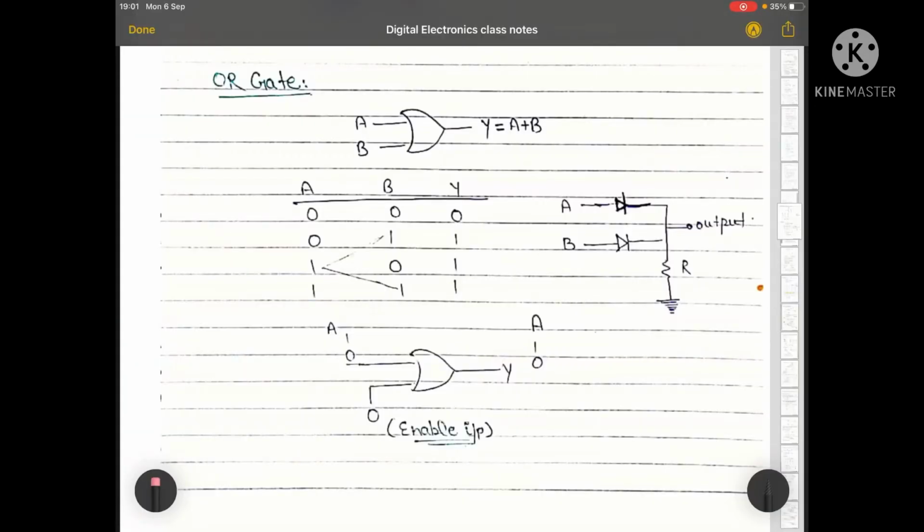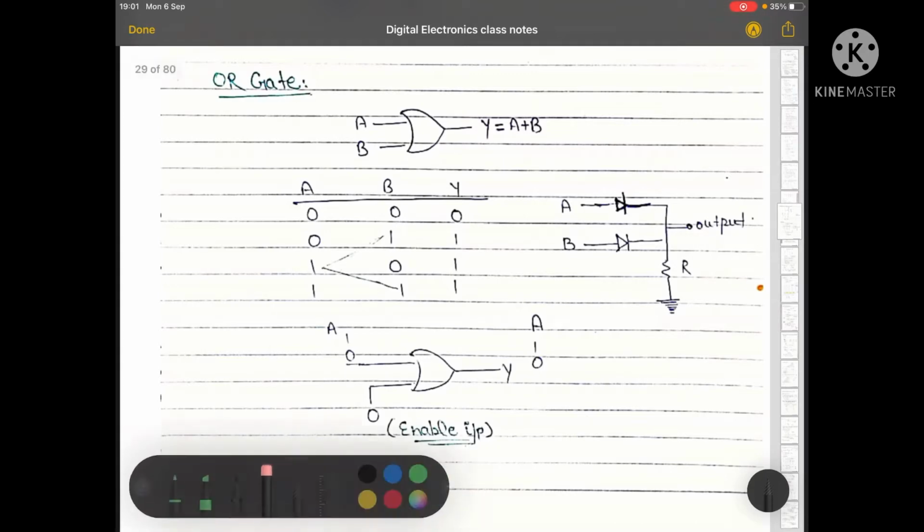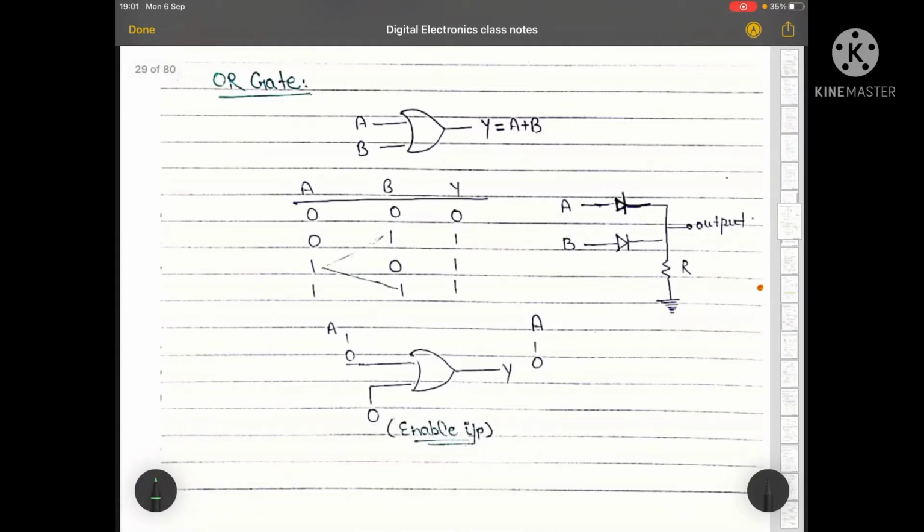Today we will study the OR gate. This is our diagram for the OR gate. Here A and B are our two inputs, Y is our output, and Y equal to A plus B is our logic expression.